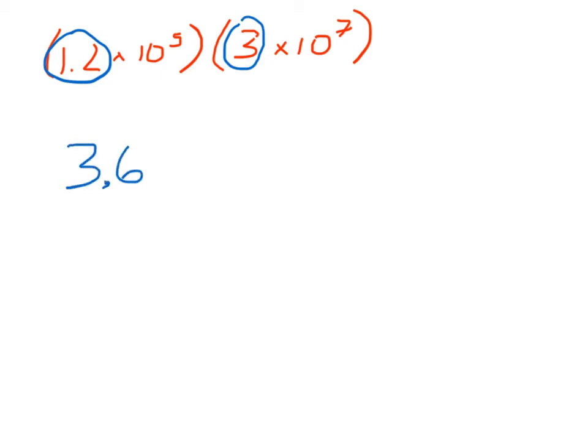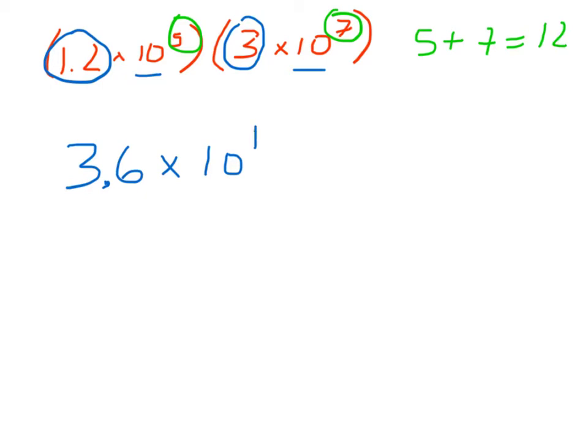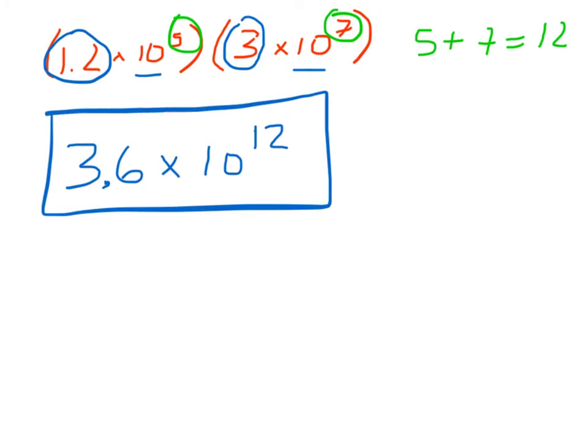However, I need that decimal in there. Times 10, because both of these are 10, so that's why I can do this. If one of them was a 9 and the other is 10, I couldn't do this. But because they're both 10s, I can say times 10. Now, what I need to do is take my two exponents, which are 5 and 7, and add them. And I'm going to get a 12. So that's my answer, 3.6 times 10 to the 12th.